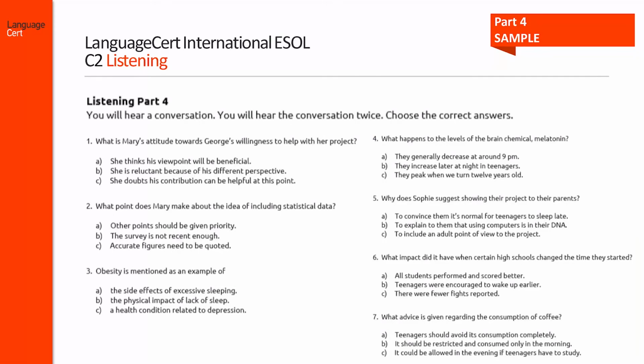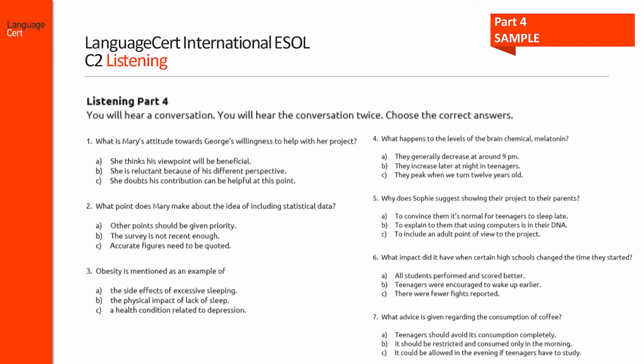This last example is taken from Part 4, where candidates follow a discussion to listen for specific information. They may need to identify gist, examples, fact, opinion, contrast, purpose, key ideas, attitude, or cause and effect. They need to respond to 7 multiple choice questions, each offering 3 options.